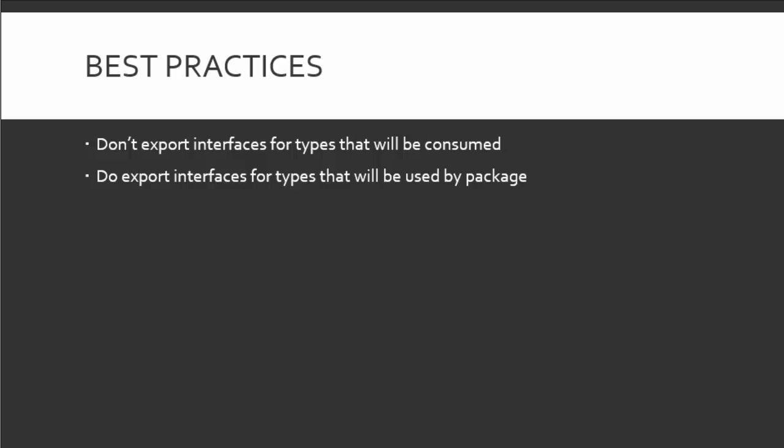However, do export interfaces for types that you will be using. So if you're going to pull a value in, go ahead and accept an interface instead of a concrete type if at all possible. This is going to be almost exactly backwards from how other languages consider interfaces, and the reason is that whole idea about implicitly implementing interfaces instead of explicitly doing it.